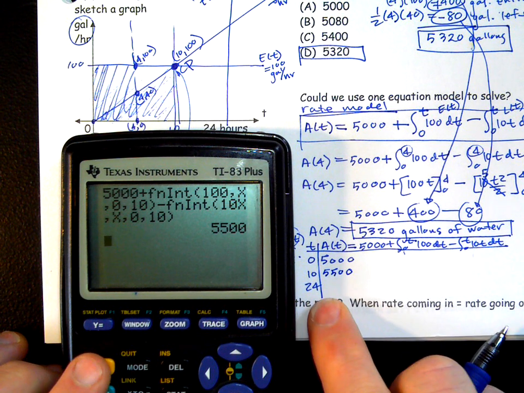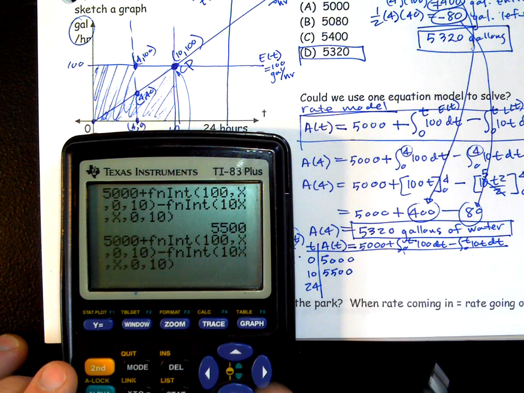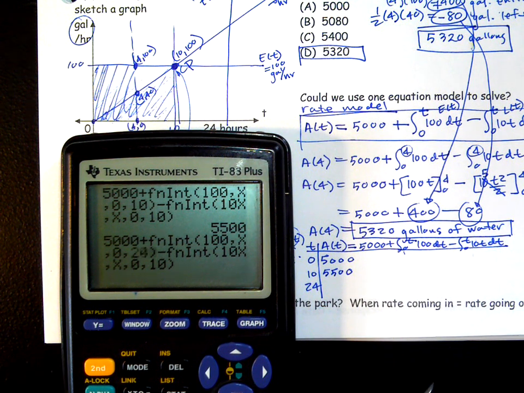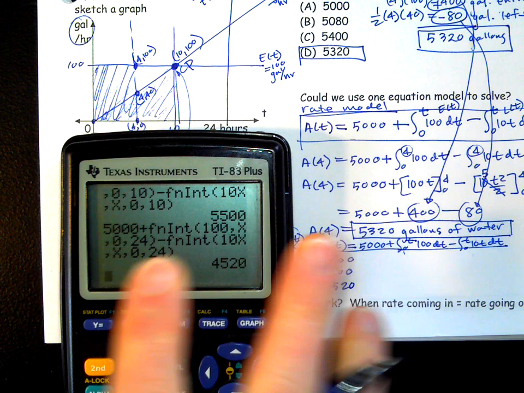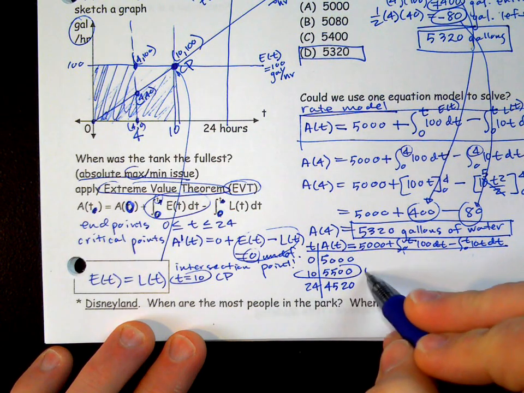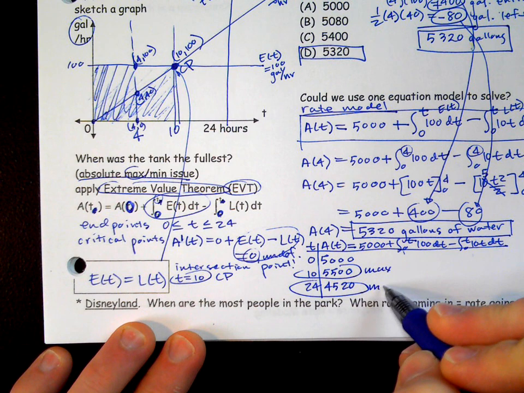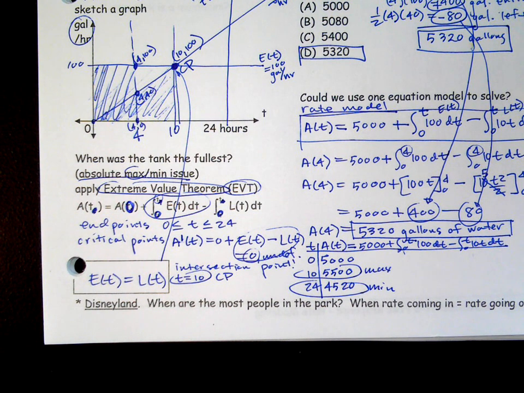And then if I want to do it again for 24, instead of retyping all this, I hit second enter and it recopies it. And I go back in here and I just change my 10s to 24s, and I get 4,520. So here's your max. Here's your min. Of course, we would write our answer nicely. The maximum amount of water in the tank is 5,500 gallons of water at time t equals 10 hours by extreme value theorem, checking endpoints and critical points. That's the kind of stuff you need to write down if it was for your free response problem.